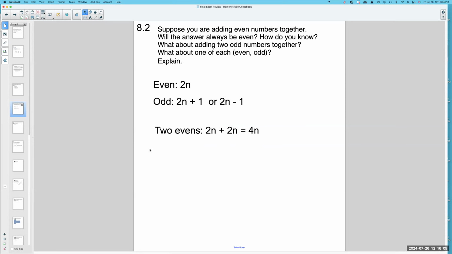What about if I do, what's the next part here? Basically, I want you to know all of this. So I'm just showing every part that it could be. Will the answer always be even? Yes, because there's nothing left over.